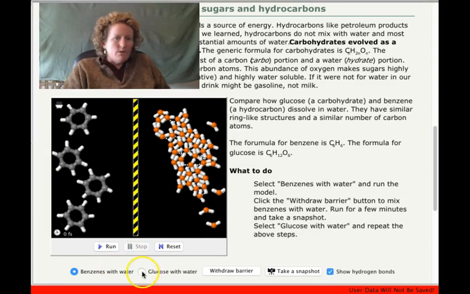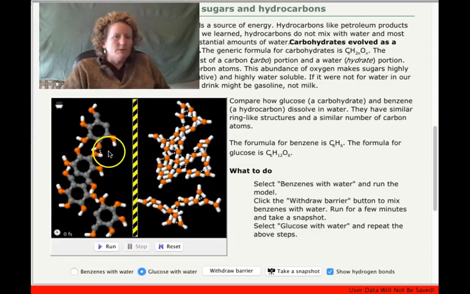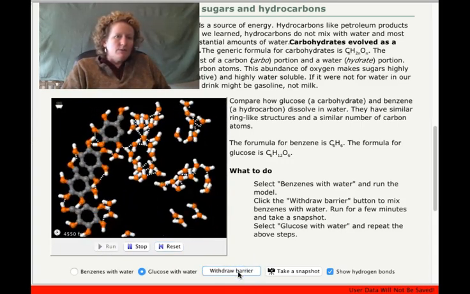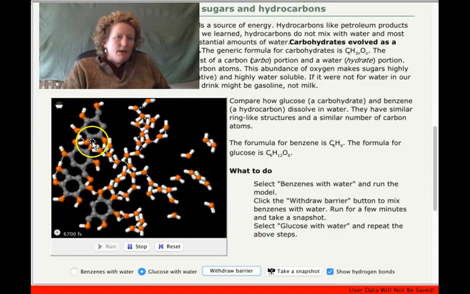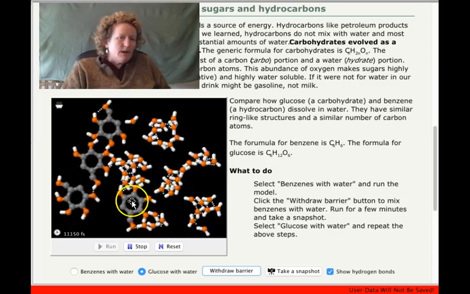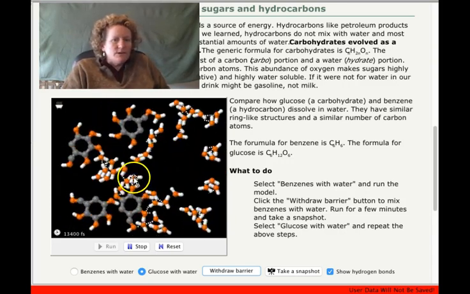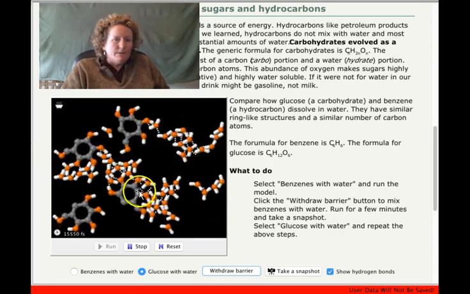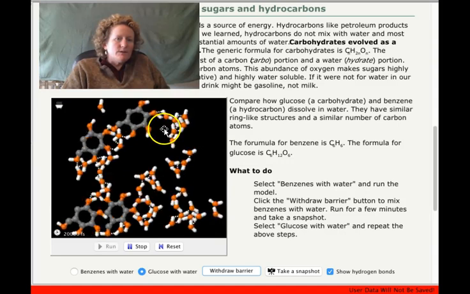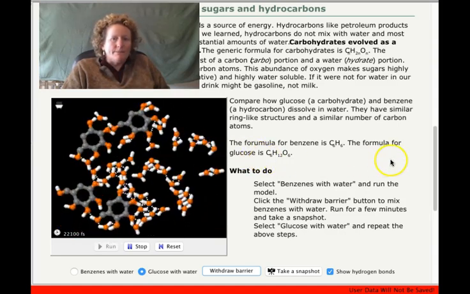And let's click glucose. Remember, glucose is going to have oxygen in it. So it's a carbohydrate. And we'll run that. Withdraw the barrier. And right away we can see that all that oxygen is starting to interact. The oxygen in the glucose is starting to interact with the polar water. Those polar oxygen molecules are starting to interact with the polar water.